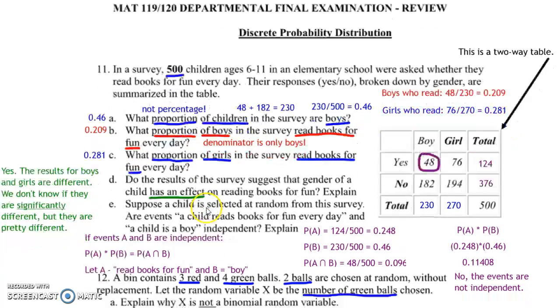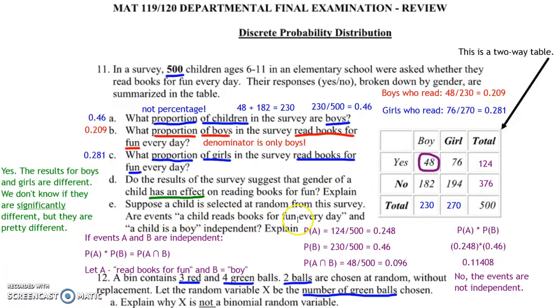Do the results of the survey suggest that gender has an effect on reading books for fun? There is a test that you can do for this, but it's beyond the scope of this course. All we can say is that we can surmise that there is an effect there. We don't know how significant the effect is, but they're pretty different. The percentages are off by 7 percentage points. 0.21, that's about 21%. 0.28, that's about 28%.